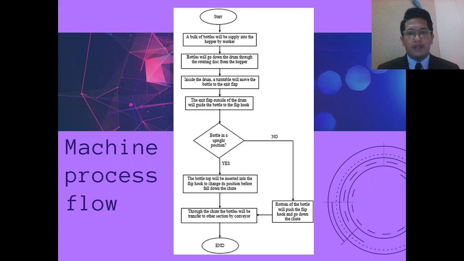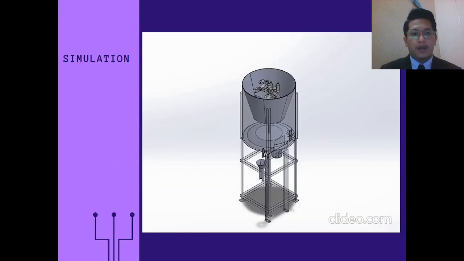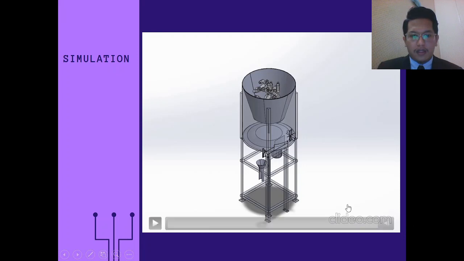If the bottle is not in an upright position, the bottle will just fall down the chute, and if the bottle is in an upright position, the flip hook will change the position of the bottle before falling down the chute. Okay, this is the simulation using motion analysis.